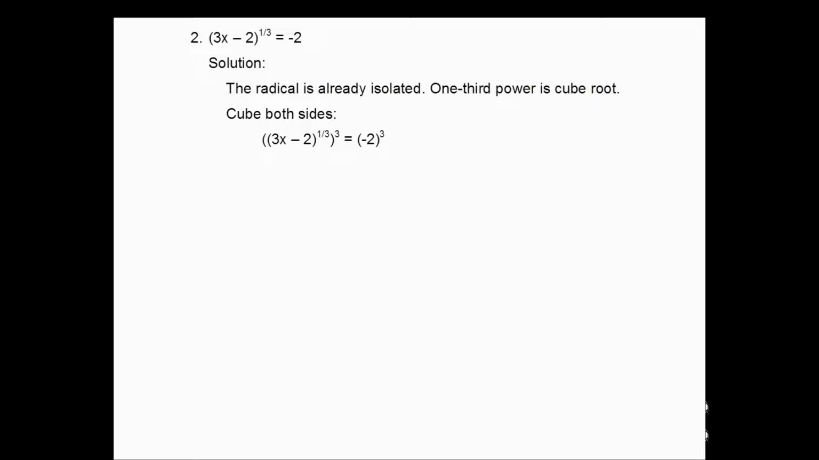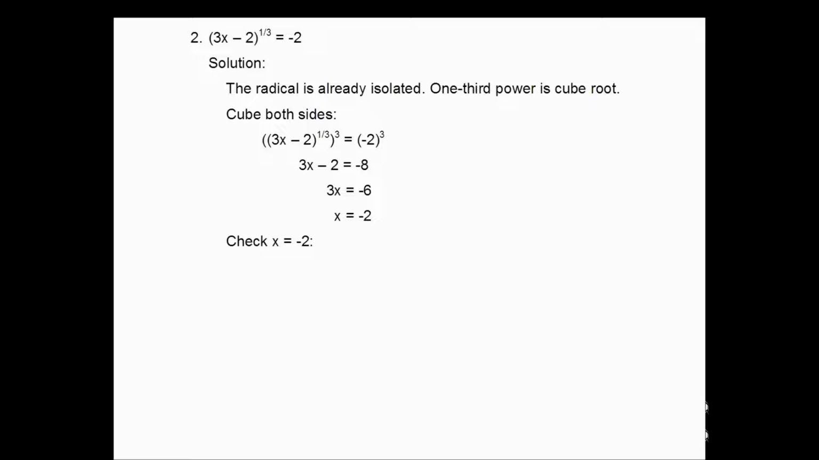Let's try number 2. I have 3x minus 2, to the 1/3 power, is equal to negative 2. The radical is already isolated. Remember, a 1/3 power is a cube root, so we're going to cube both sides. So 3x minus 2 to the 1/3, cubed, is equal to negative 2 cubed. Notice if you do the laws of exponents, 1/3 times 3 gives me 1. So I have 3x minus 2 is equal to negative 8. Add the 2, so 3x is equal to negative 6. Divide by 3, x is equal to negative 2.